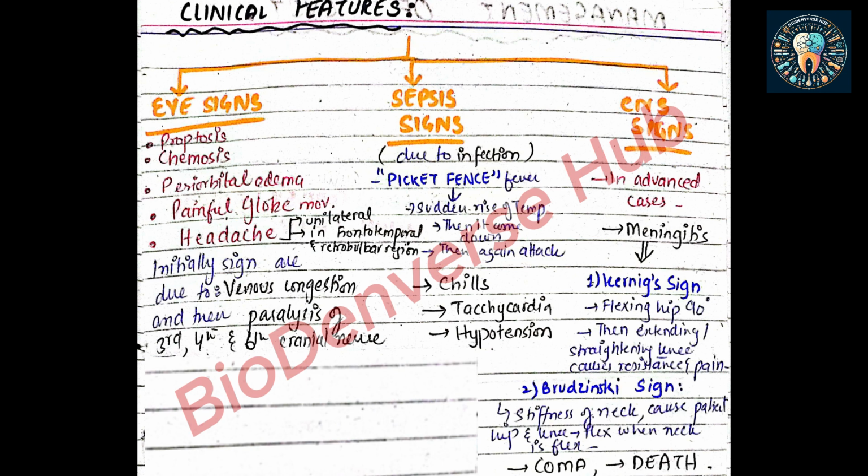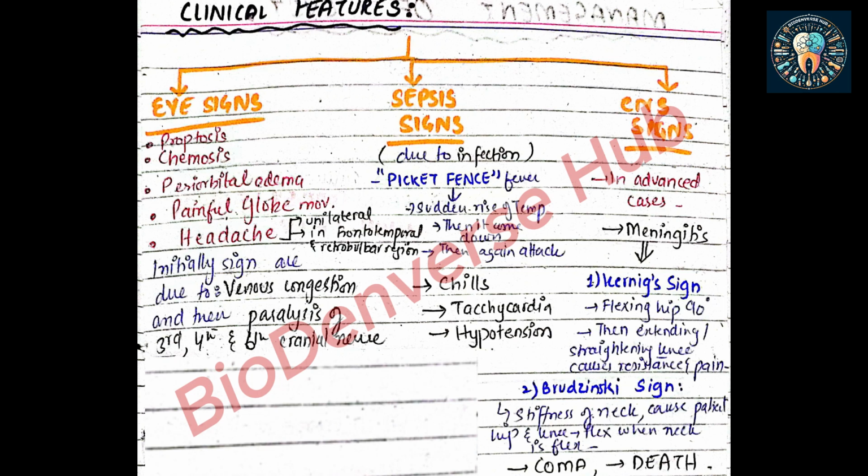Then you have another sign known as the Brudzinski sign. Here the neck is stiff, and when you try to flex the neck, instead of that the patient's hip and knee start to flex. So this is the Brudzinski sign. In advanced cases the patient can go into a coma and it could lead to death as well. So these were the important clinical features of cavernous sinus thrombosis, again frequently asked.